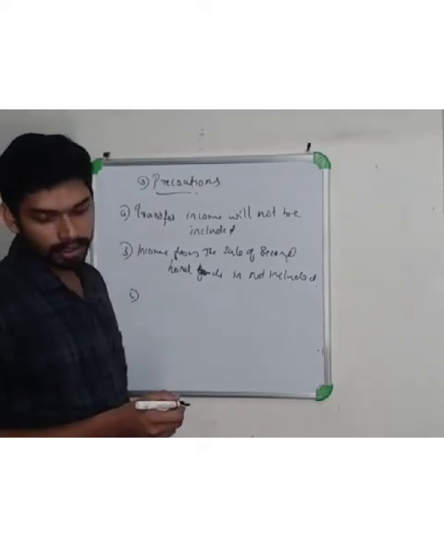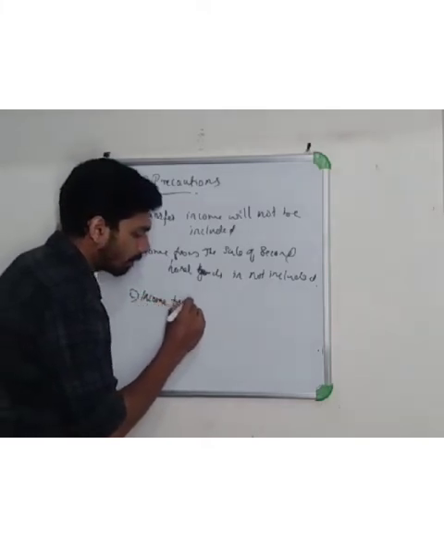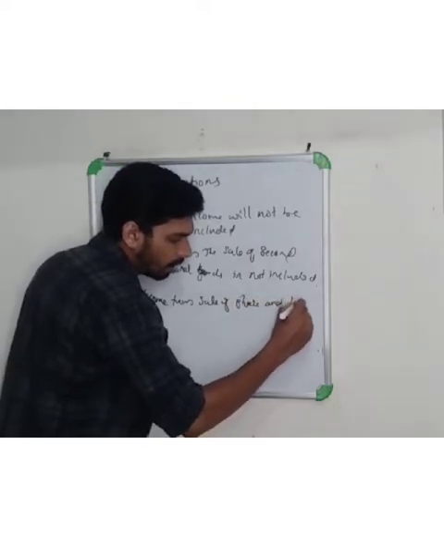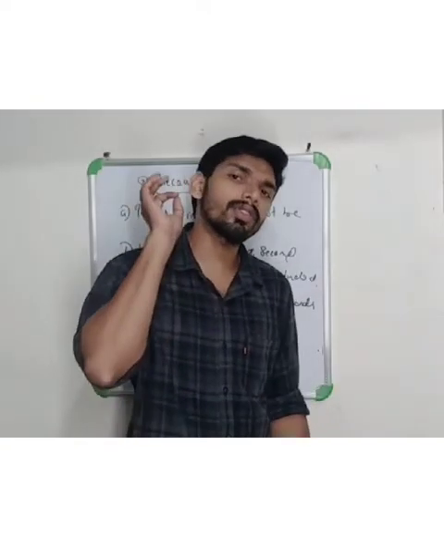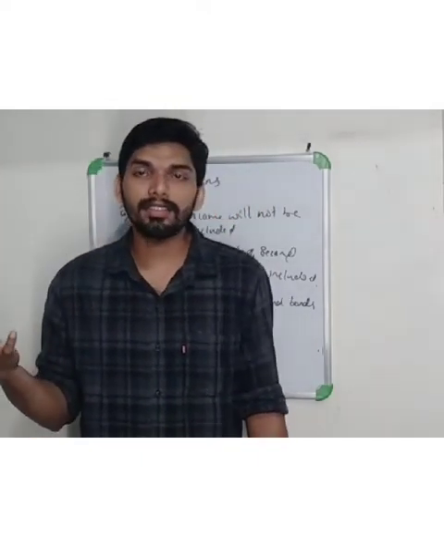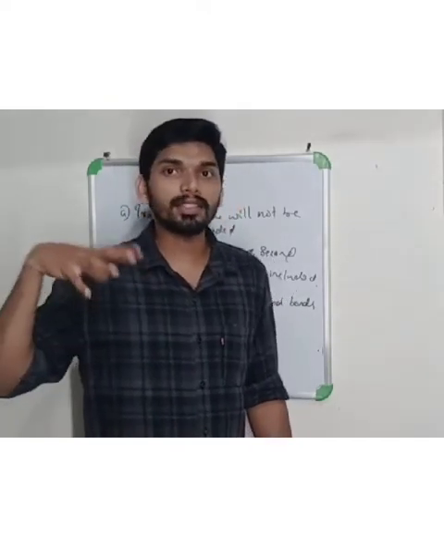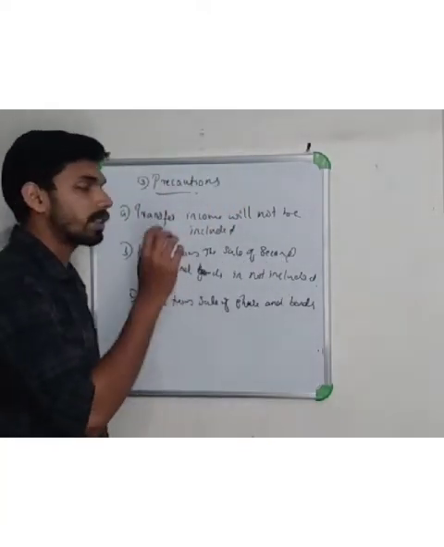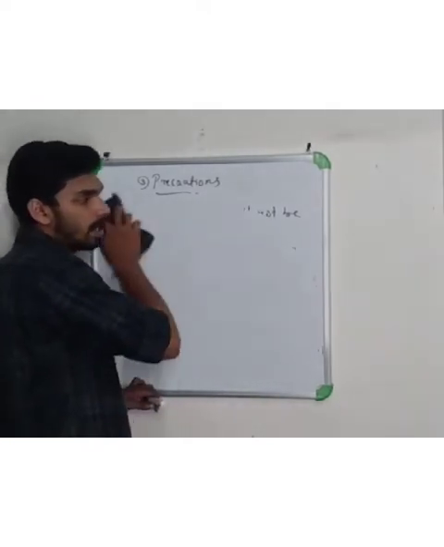Another important precaution is that income from the sale of shares and bonds is also not included. Why? Because these transactions are financial transactions. They do not correspond to the flow of goods and services. So the income from the sale of shares and bonds is not included in the calculation of national income under the income method.